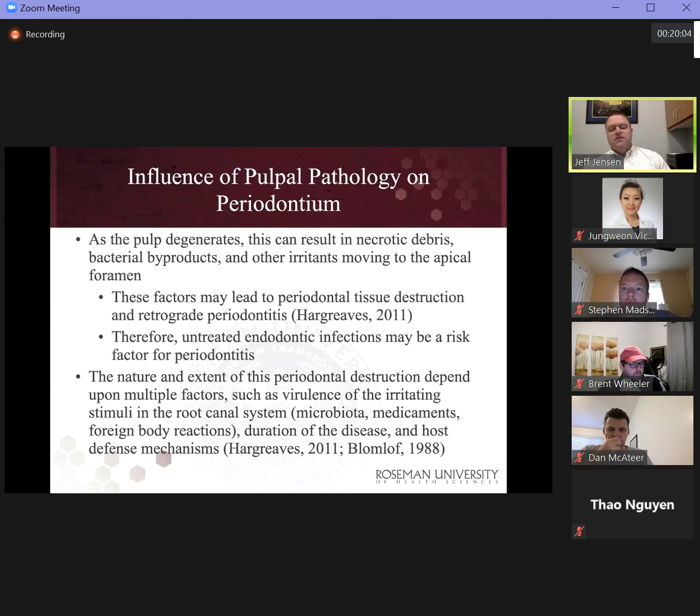And how effective is the host, the patient, at fighting infection? So if they're a little bit immunocompromised, are they going to see a worse outcome, or are they a little bit more adapted to fight off this type of infection? So essentially what we're seeing here is untreated or long-standing endo can cause some destruction to the periodontium and even lead to some sort of retrograde periodontitis.